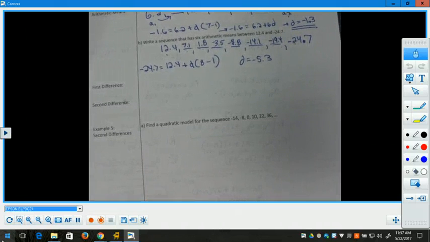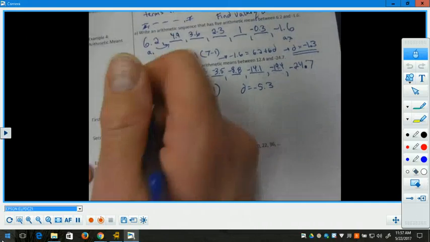First difference versus second difference. First difference is like the common difference. We subtract each term from its successive or previous term.